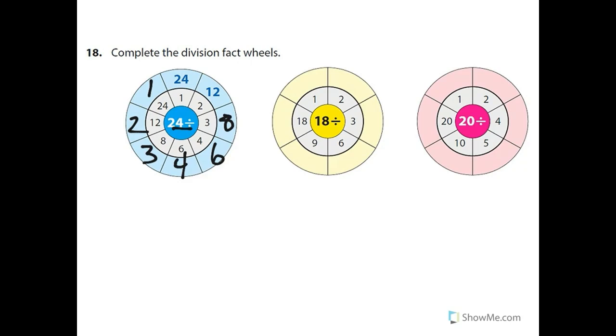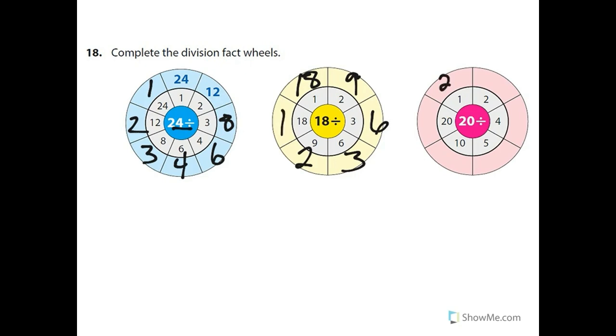Alright, so 18 divided by 1 is 18, because any number divided by 1 is that number. 18 divided by 2 is 9. 18 divided by 3 is 6. 18 divided by 6 is 3. 18 divided by 2, no. 18 divided by 9 is 2. Got ahead of myself there. Then 18 divided by 18 is 1, because any number divided by itself is 1.